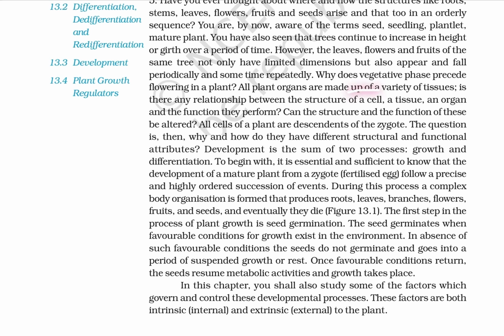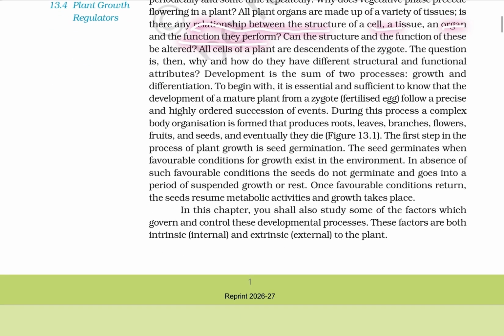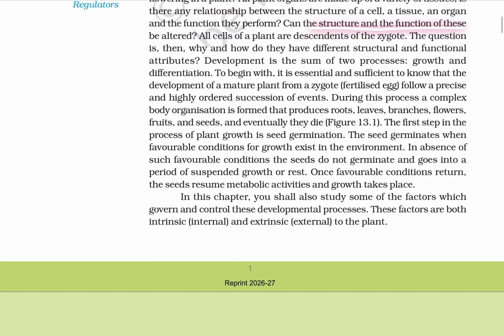All plant organs are made up of a variety of tissues. Is there any relationship between the structure of a cell, a tissue, an organ, and the function they perform? Can the structure and the functions of these be altered? All the cells of a plant are descendants of the zygote. The question is then why and how they have different structural and functional attributes?